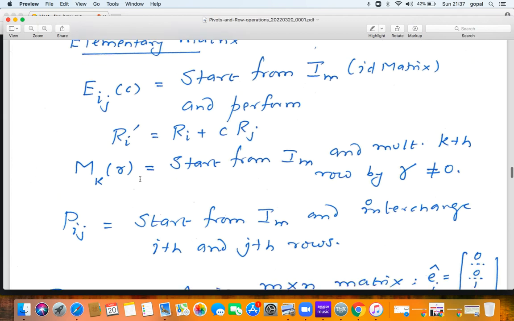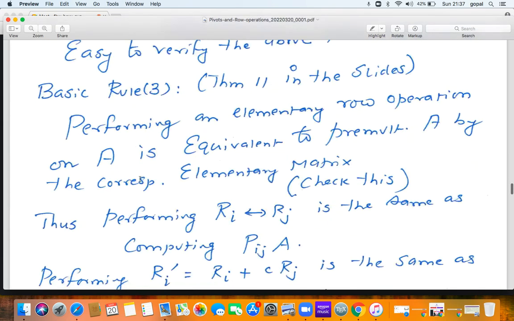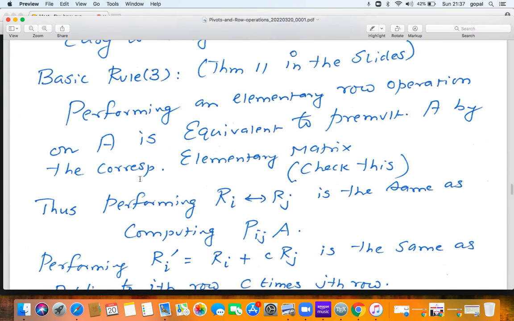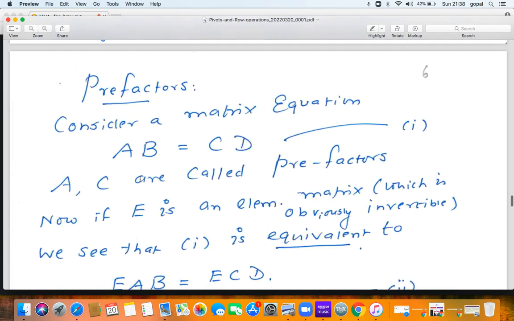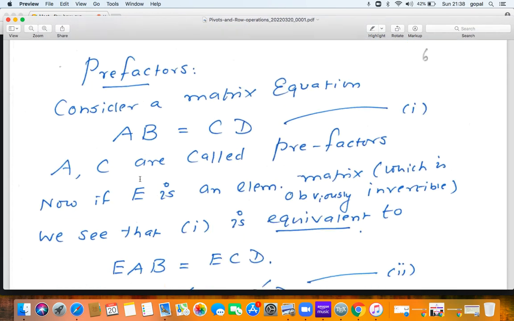So what do these things illustrate? These three things can be summarized as rule number 3. Performing an elementary row operation on a matrix is equivalent to pre-multiplying the matrix by the corresponding elementary matrix. Very, very important rule, rule number 3. Please check.